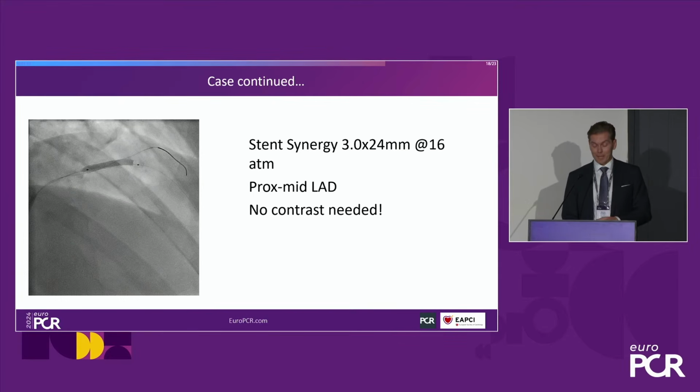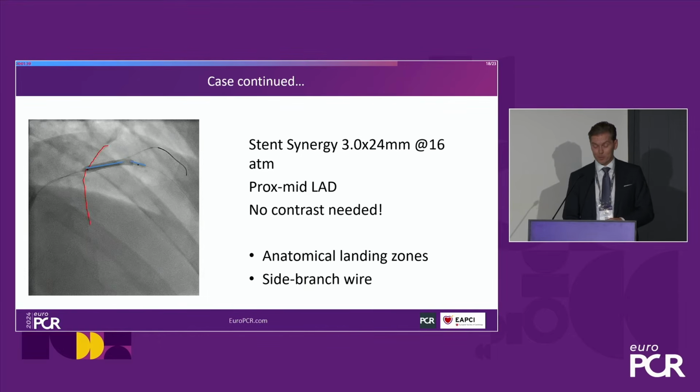So let's continue with the case. I put in a stent, 3.0 by 24 millimeters, proximal to mid LAD. I just looked for a healthy distal landing zone. Obviously, we don't need any contrast for this, right? No huffing and puffing. We use the anatomical landing zones. We use the side branch wire as well to know that we're in the right place.